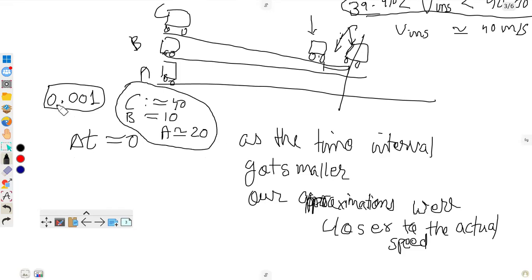Right? Yes. So now, if you guys think, does it make sense that if we had taken even smaller time intervals, we would have gotten better and better approximations, right? And there would come a point that our approximation would be exactly equal to the actual speed. Okay, so these calculations don't tell us much, but if we plot this in a graph, maybe we can get somewhere.